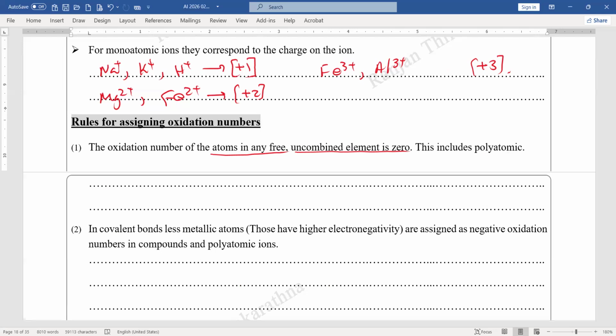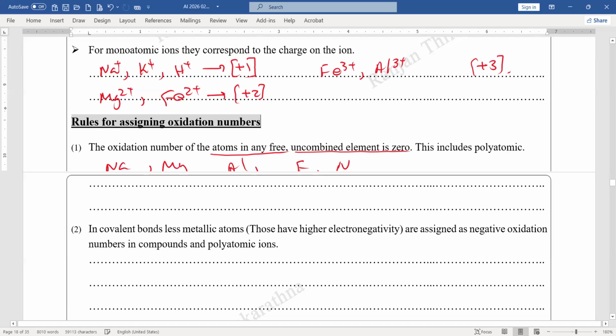So if we have sodium, magnesium, aluminium, fluorine, nitrogen, then we don't have any charge on that, so it is not combined with anything. And sometimes if you write down N2, F2, Cl2, Br2, P4, S8, in all these cases, the oxidation state is zero.